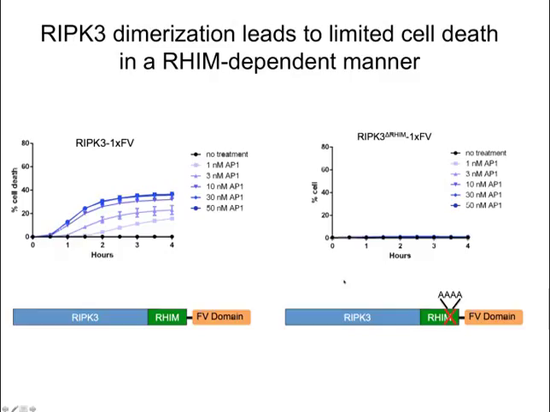Interestingly, we found that this cell death absolutely required the presence of this RHIM domain. And this was a little bit surprising to us because, remember, we're dimerizing RIP3 using this FV domain. And so we expected this to be dependent on this FV domain, but not to actually require this homotypic interaction motif that mediates interactions between different molecules of RIP3. So when we mutated the RHIM domain, we actually completely eliminated the ability of RIP3 dimerization to trigger cell death.